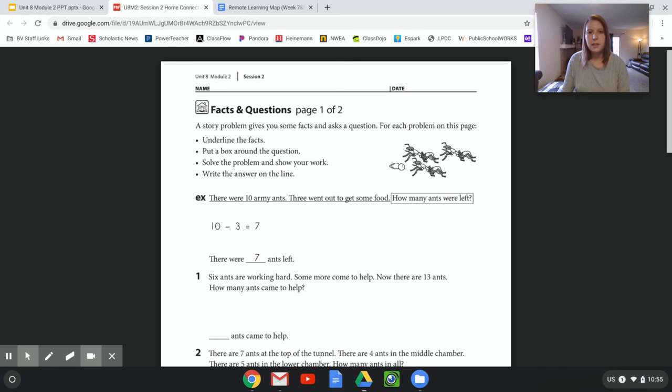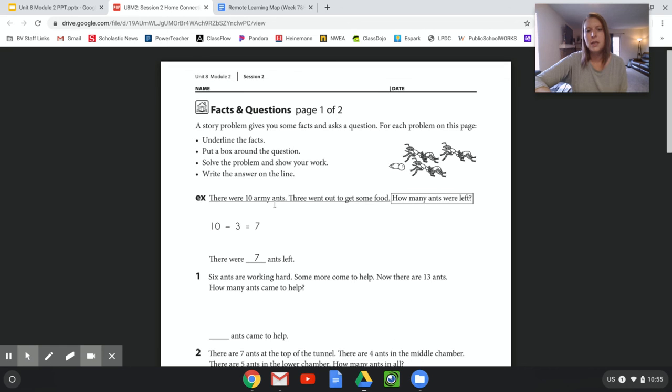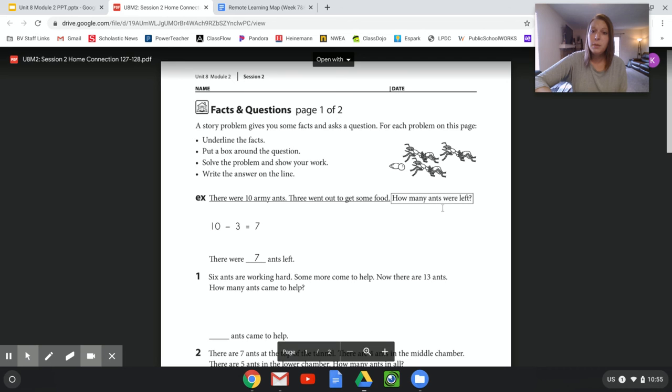So underlining the facts and putting a box around the question, if you don't print this out, you can just kind of think about which ones are the facts and what's the question. So this example says there were 10 army ants. 3 went out to get some food. Those are things that we know are facts, so we underline them. How many ants were left? This is the question. It's important to know what your question is.